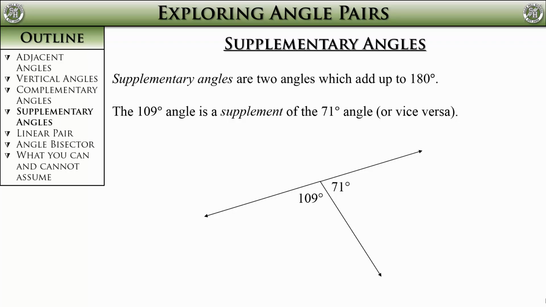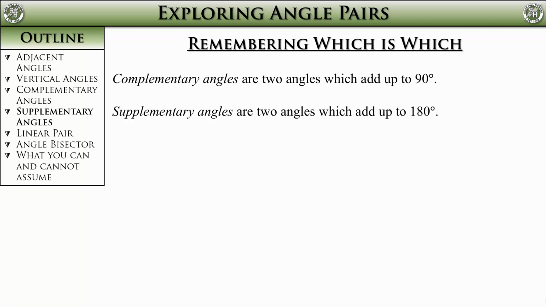Also, it doesn't mention location again. So it is fine if the two angles are not together. As long as you're only talking about two angles, and they add up to 180 degrees, then that's all you need in order to say they are supplementary. Complementary and supplementary are not tough concepts, and generally students get the idea pretty quickly. But there is one thing which constantly trips them up, remembering which is which.